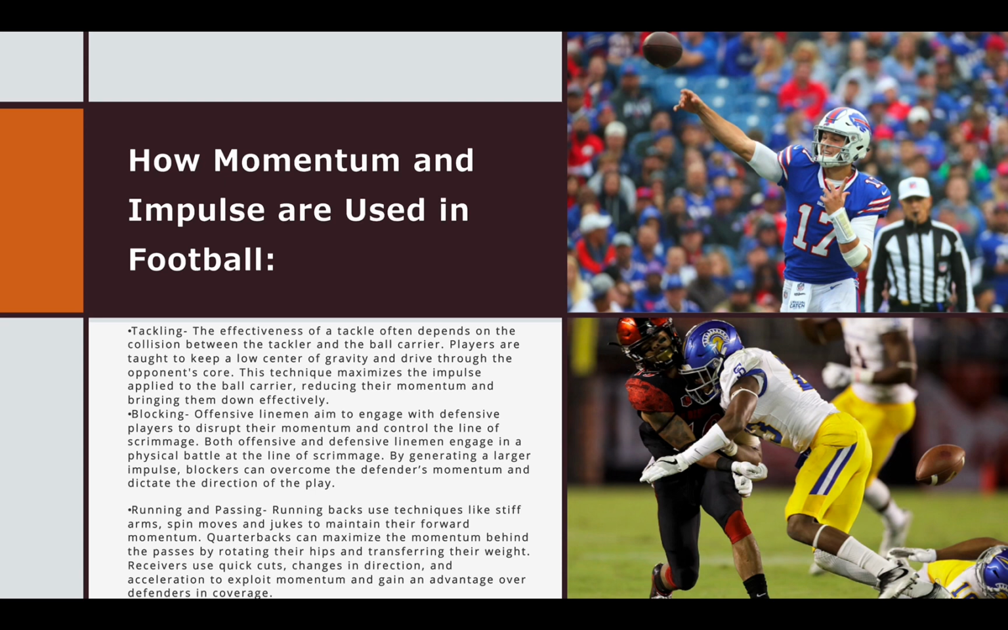Blocking. Offensive linemen aim to engage with defensive players to disrupt their momentum and control the line of scrimmage. Both offensive and defensive linemen engage in a physical battle at the line of scrimmage. By generating a larger impulse, blockers can overcome the defender's momentum and dictate the direction of the play.